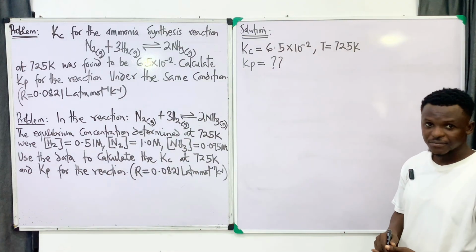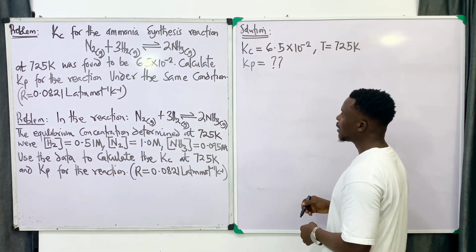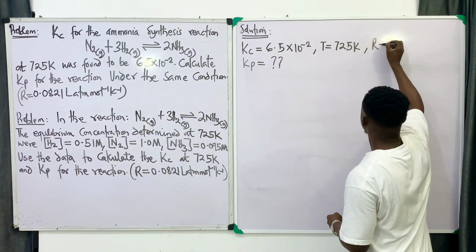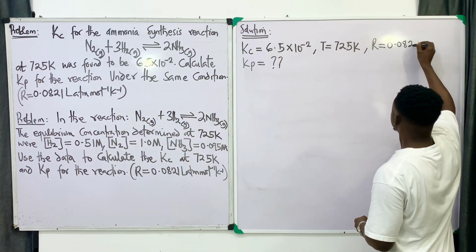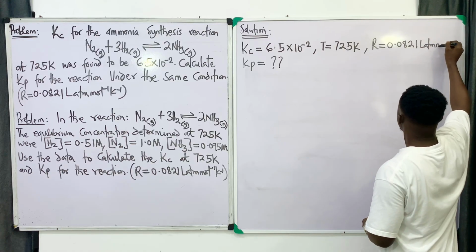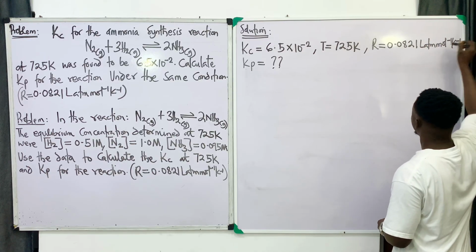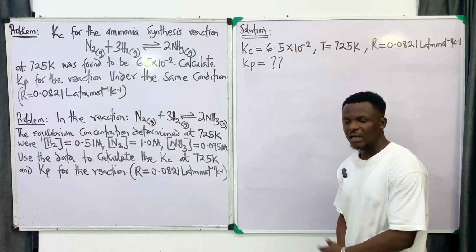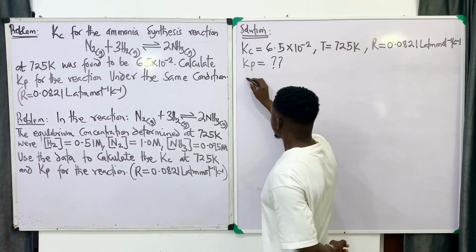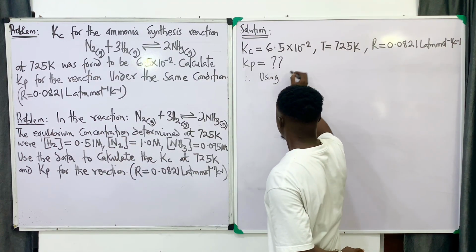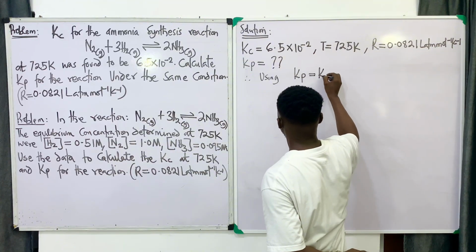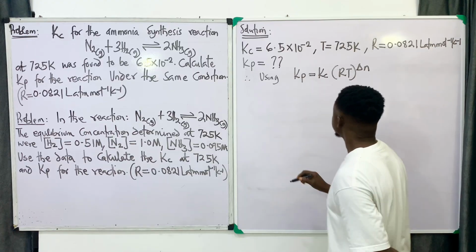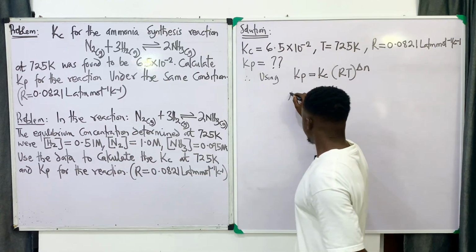Do you understand? Now, what else do we need to solve for this? They gave us our R, gas constant, to be 0.0821 liters atm per mole per Kelvin. Now, we are asked to solve for the Kp. How do we go about it? Recall, using Kp equals Kc (RT) to the delta N.